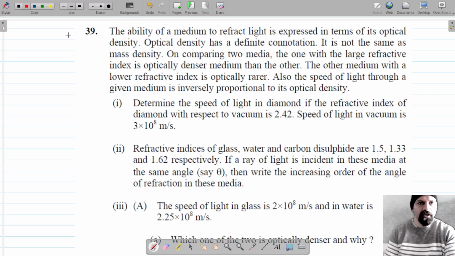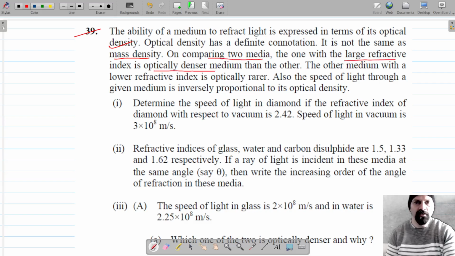Okay, for question number 39, it's given that the ability of a medium to refract light is expressed in terms of its optical density. Now, the optical density is not exactly the same as the mass density. These are two different things. And for two media, the one with the larger refractive index is the optically denser medium than the other. So if you have two media, the one with the larger refractive index will be optically denser and the one with the lesser refractive index will be optically rarer. So the other medium with a low refractive index is optically rarer.